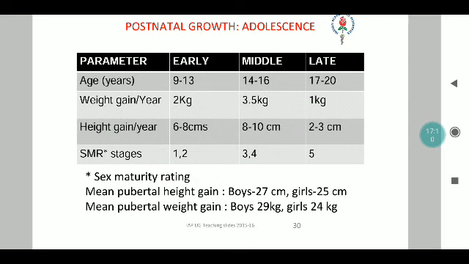The mean pubertal height gain in boys is 27 centimeters and 25 centimeters in girls. And the mean pubertal weight gain is 29 kgs in boys and 24 kgs in girls. So you can remember the rule of 20s here: 24, 25, 27, 29 as a simple way of recollecting.